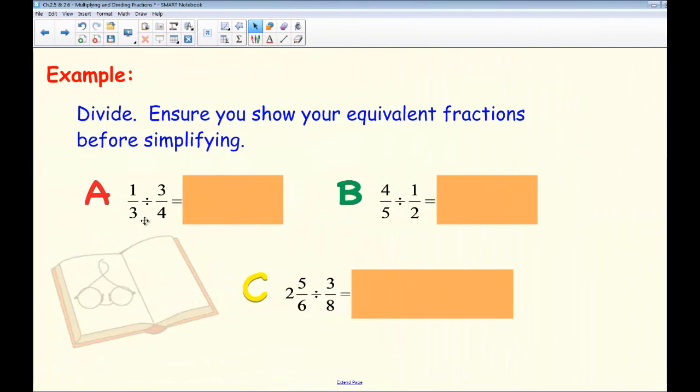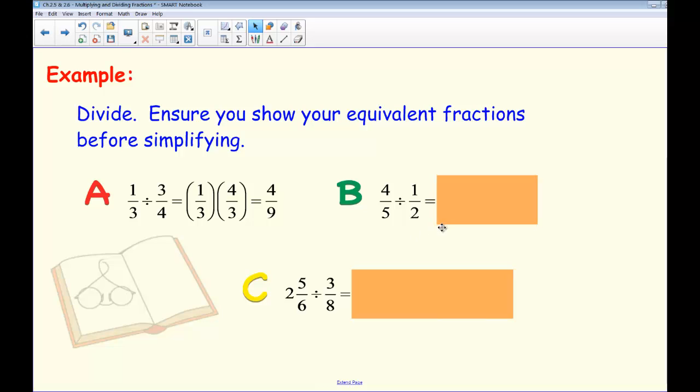Alright, so we have 1/3 divided by 3/4. It wants you to show your equivalent fractions before you simplify your answer. So we're going to flip the second fraction, 3/4, into 4/3 instead. And of course we're going to change the division sign into a multiplication sign. So therefore I've used brackets to represent multiplication. So I have 1/3. Remember, the first fraction remains the same. The second fraction becomes 4/3. So now it just simply becomes a multiplication question. So I multiply the top by the top, bottom by the bottom. So I get 4/9.